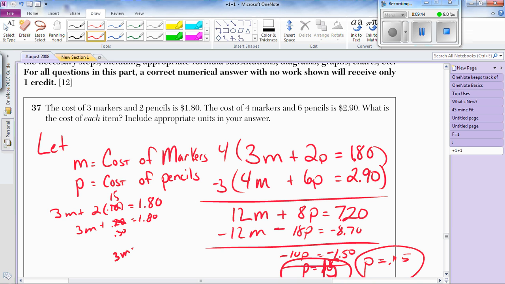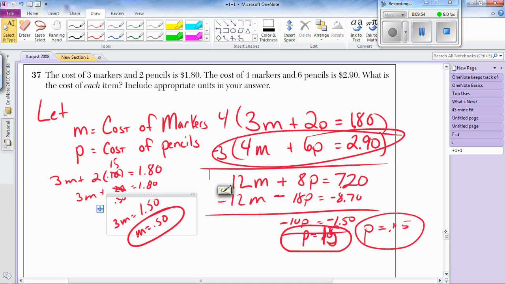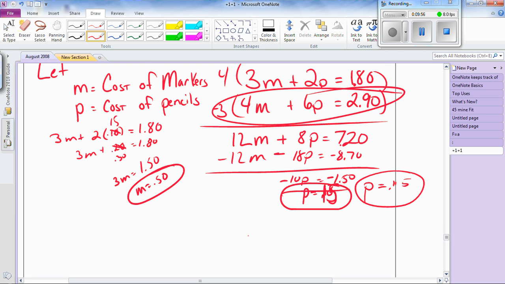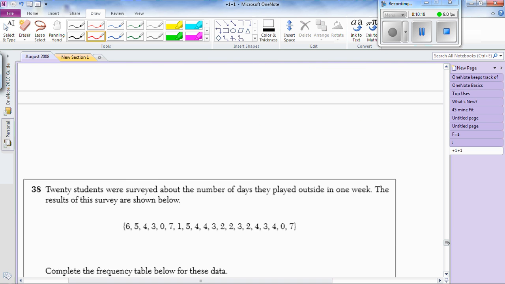Now I get 3m equals $1.50, or m equals 50 cents. And you check it in that equation. How do I check it? I just rewrite that equation. 4 markers plus 6 pencils equals $2.90. 4 times 50 cents plus 6 times 15 cents equals $2.90. That's $2 plus 90 cents equals $2.90. Check. Getting closer.